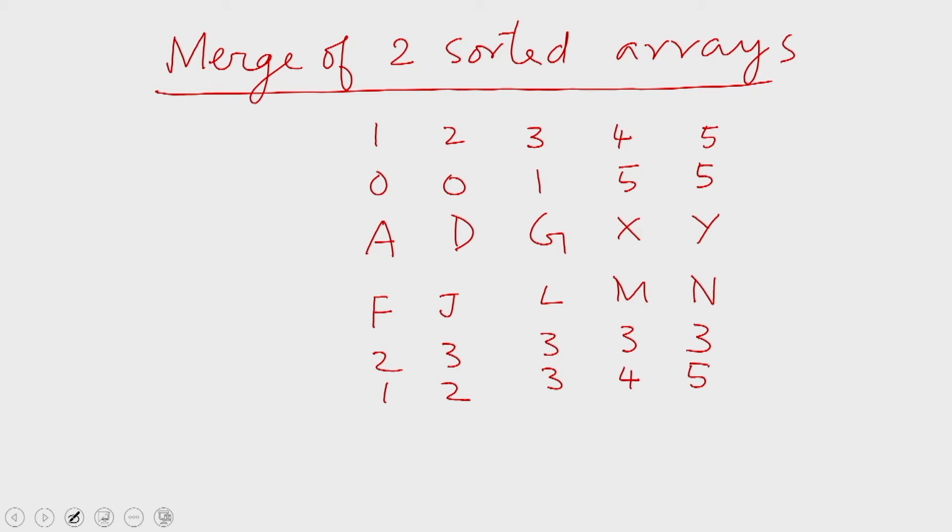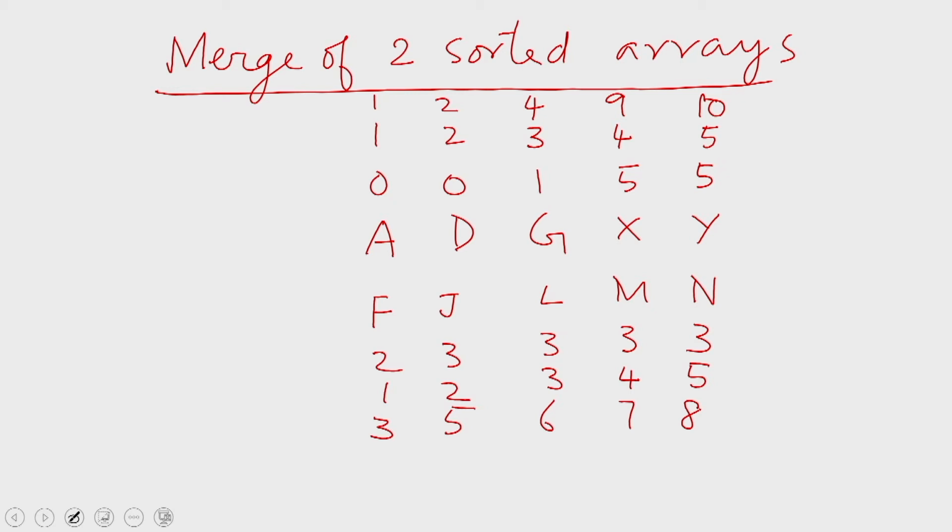So, if we add the rank of an element in its own array with the cross rank, we will get these values: 3 plus 1 equal to 4, 4 plus 5 is 9, 5 plus 5 is 10. And on the other side we have 3, 3 plus 2 is 5, 3 plus 3 is 6, 3 plus 4 is 7, 3 plus 5 is 8. So, this way we have found the rank of every single element in the output array.